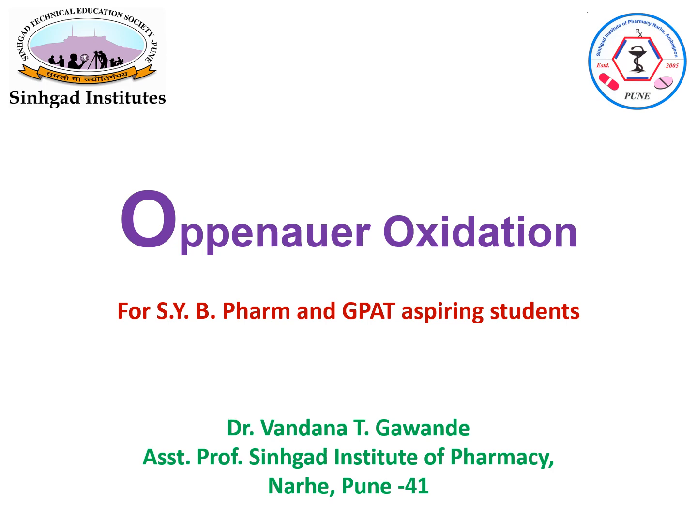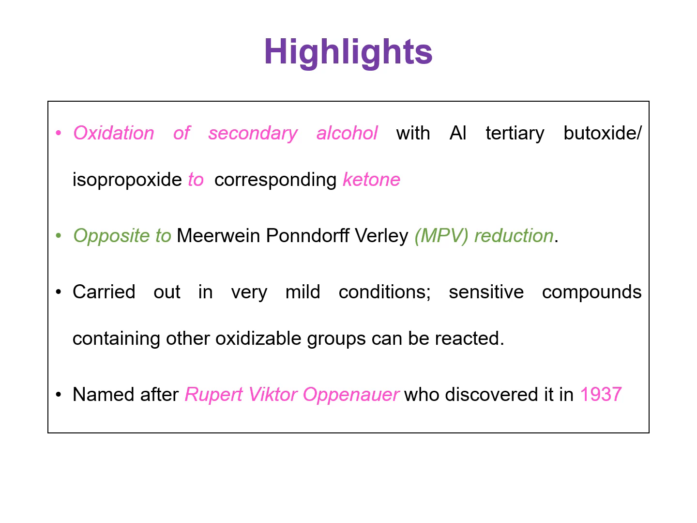So today we are going to discuss Oppenauer oxidation. Because this is oxidation, here we can expect addition of oxygen, loss of hydrogen or loss of electrons. Essentially this oxidation works for secondary alcohols in presence of aluminium tertiary butoxide, that is any metallic alkoxide reagent, and a proton acceptor. They get converted to respective ketones.